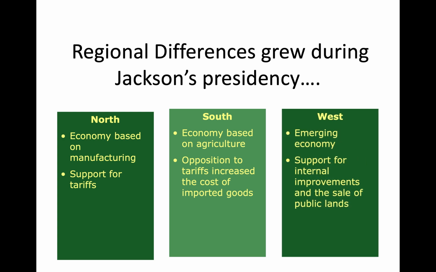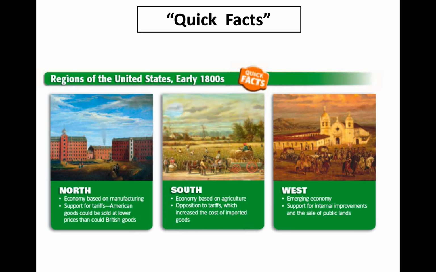And the West was an emerging economy, and it supported internal improvements and the sale of public land. So these are the three divisions. These are the regional differences, basically three divisions of America right now. All right, so the regions of the United States in the early 1800s. Here we go again. The North, its economy was based on manufacturing. The South was based on agriculture, and the West was based on the sale of public land.